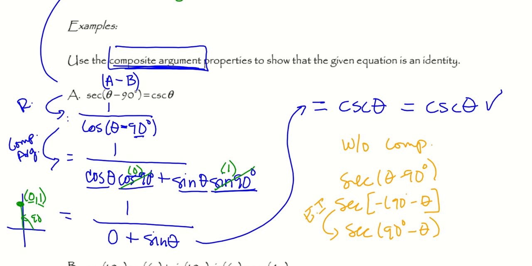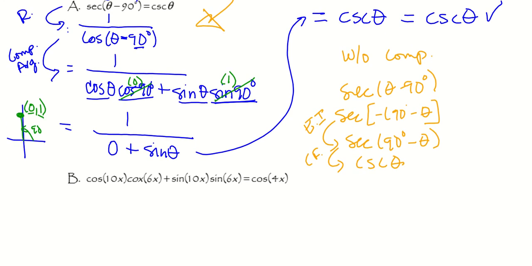And we know by our cofunction identities that the secant of 90 minus theta is the same thing as the cosecant of theta. So we've done that proof before, or one like it. This identity can be proven that way, but again, we were told to use the composite argument, so that would be this way. All right, let's move on.